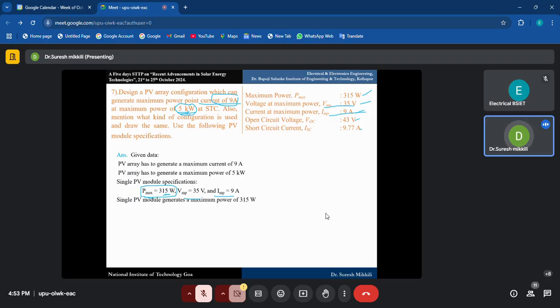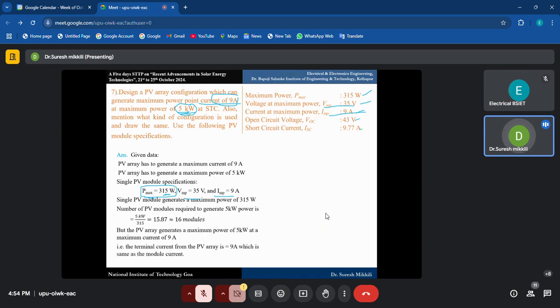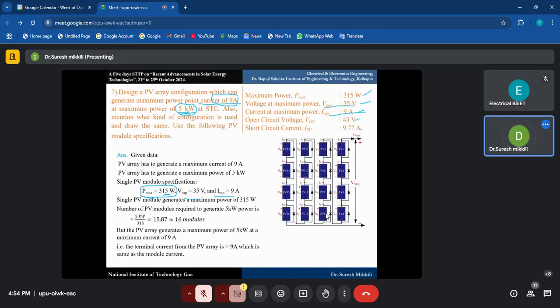So when a single module is generating 315 watts, the number of modules required to generate 5 kilowatt is total power by individual module power, so it is 16 modules. But we want output of 5 kilowatt and 9 amperes. So the PV array current should be equal to the PV module current, which is possible in series configuration only. Now if you multiply 16 into 315 watts, or 16 into 35 volts into 9 amperes, you will get the same.